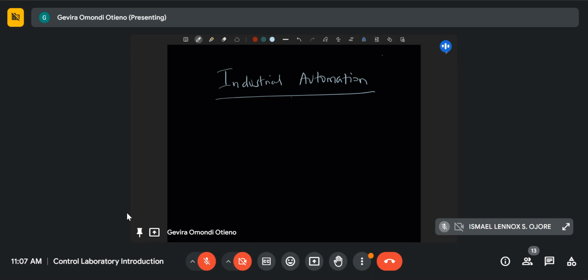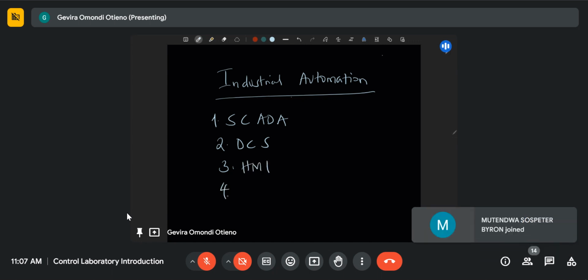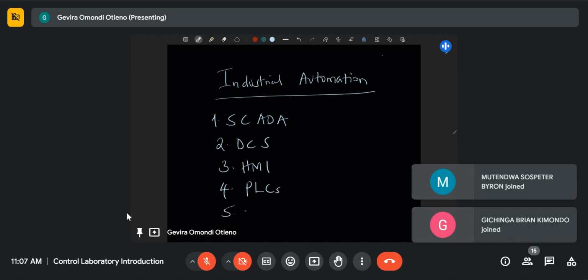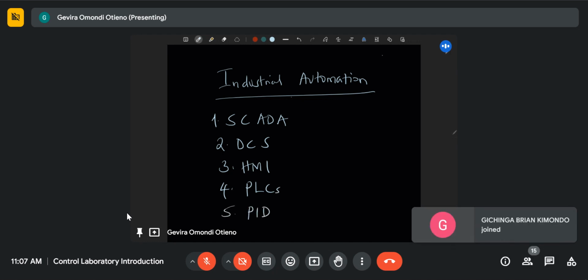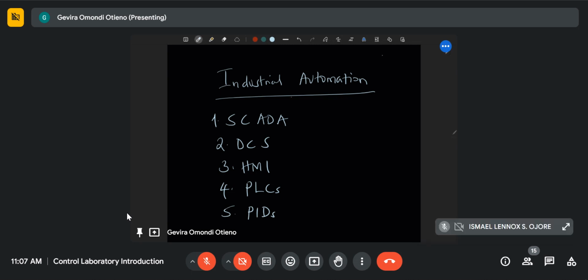Now, there are several tools that are used, but the ones that I'm going to discuss here, because of time, to achieve automation, we use SCADA systems. We also use DCS systems. I'll tell you about that. We also use HMI systems. We also use PLCs. We also use PIDs. I know all these are abbreviations, but you can check them out.